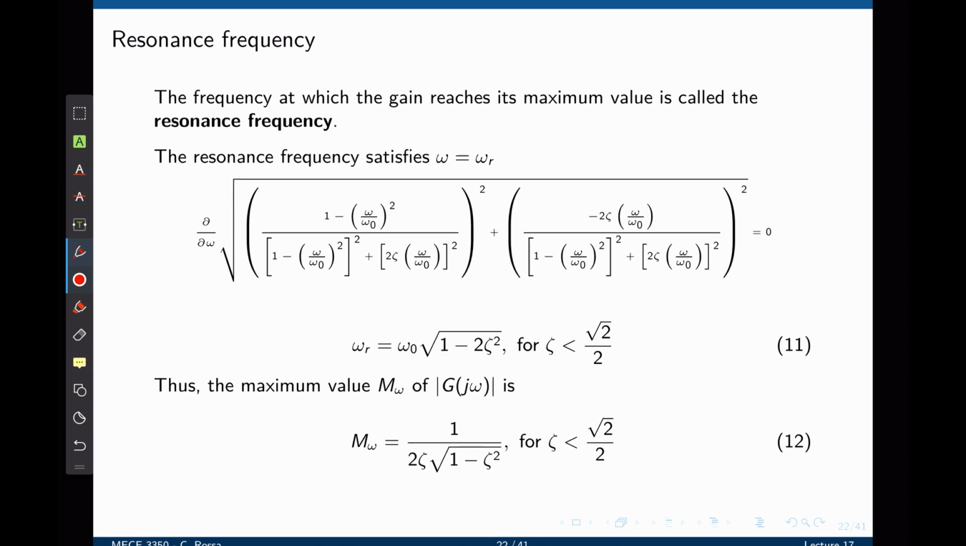If you now take omega r and input that back into this big function and find the magnitude, we see that the magnitude at the resonance frequency is given here. It is only a function of the damping ratio.